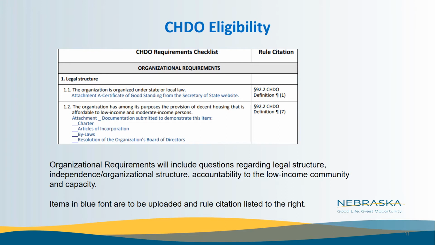The total requirements checklist, a full checklist, is in your guidelines and also through the AmpliFund system. Every total applicant will need to complete the checklist in the beginning of the application process. The existing totals will be recertifying and the new potential totals will be verifying that their organization is set up correctly. Other items in the checklist will include questions regarding the legal structure, independence, organizational structure, and accountability to the low-income community. Each section you will need to answer and upload documents. The rule citation is listed to the right for any assistance and more explanation.